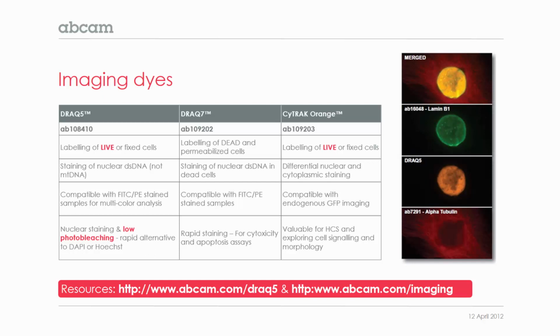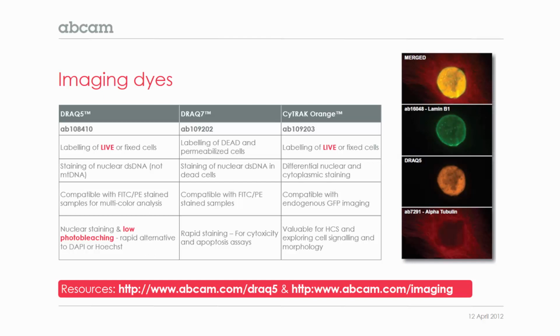Our fluorescent imaging dyes are another range of products you'll find useful in your research. Our range of imaging dyes includes DRAQ5, DRAQ7, and CytoCalcein Orange. DRAQ5 is a small molecule dye which labels live or fixed cells. It's a far red dye that only labels double-stranded nuclear DNA, eliminating the need for RNase. This makes it a rapid alternative to DAPI or Hoechst as a counterstain for shorter experiments. In the image shown, HeLa cells were stained with lamin B1 and alpha-tubulin antibody. DRAQ5 was added to the secondary antibody mixture to label nuclear DNA.